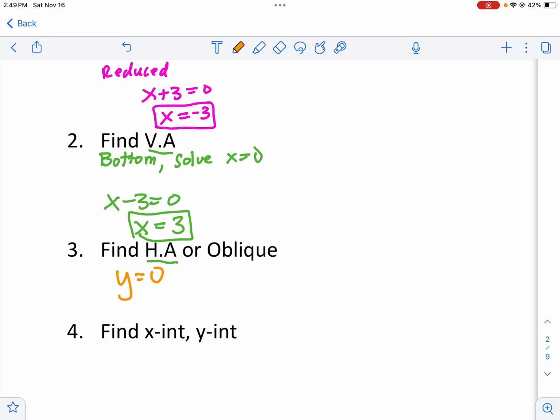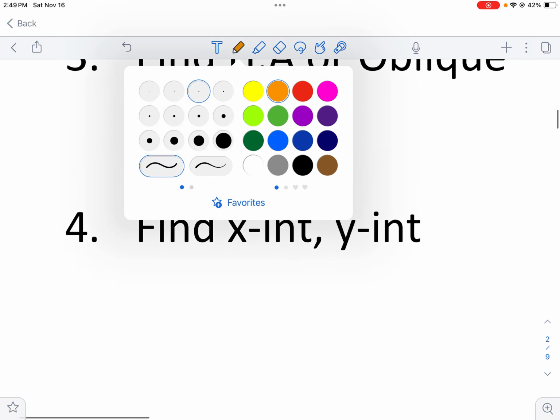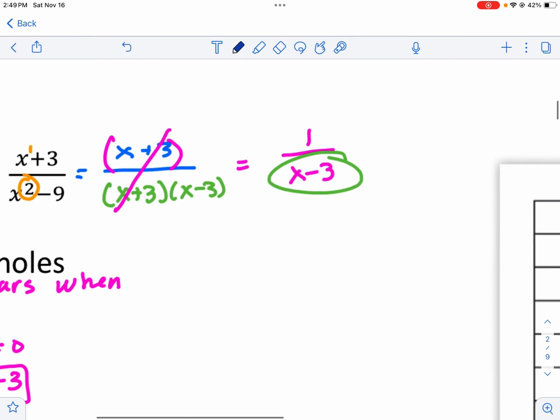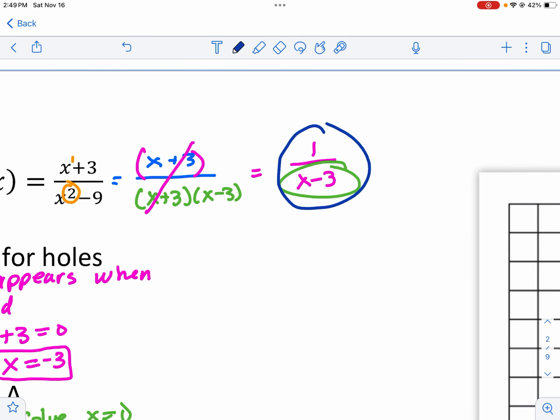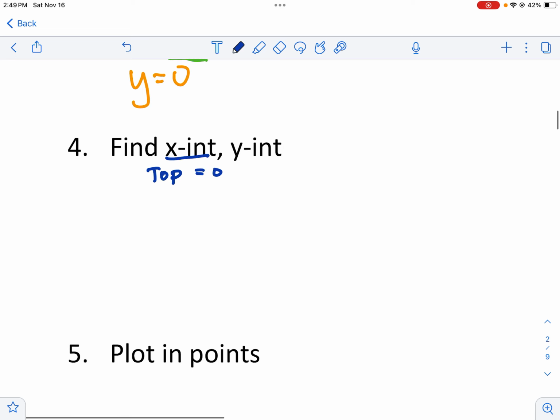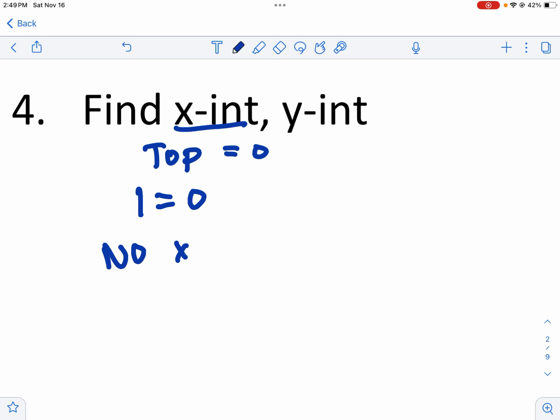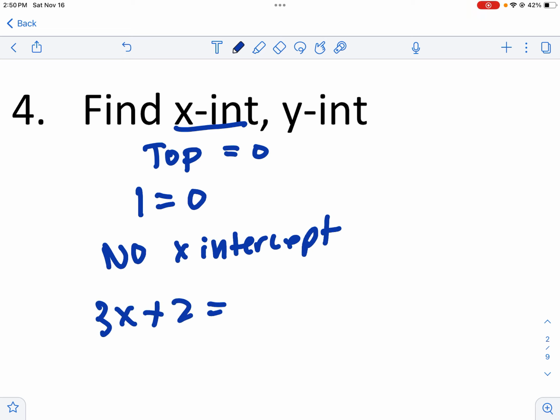Then we have to find the x-intercept and the y-intercept. The x-intercept is the top equals 0. Looking at this one, you have to use the reduced form, because we already did a reduction here. So I take the top: 1 equals 0. Well, 1 does not equal 0, so that means no x-intercept. Sometimes you might get something like 3x plus 2 equals 0. Then the x-intercept is negative 2 over 3. If you can solve, you solve. If you can't, you can't.